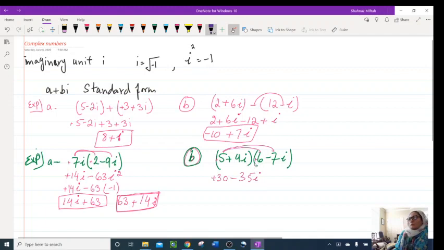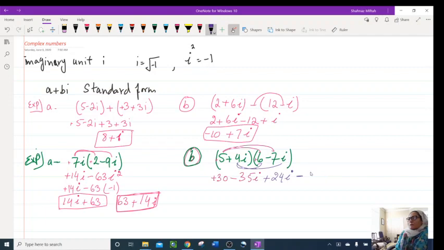4i is multiplying with 6. So 4 is multiplying with 6. Positive times positive is going to go positive. 4 times 6, 24, and they have an i there, so it's going to stay. Then I'm going to go 4 times 7i. But signs go first. Positive times negative is going to give me negative.